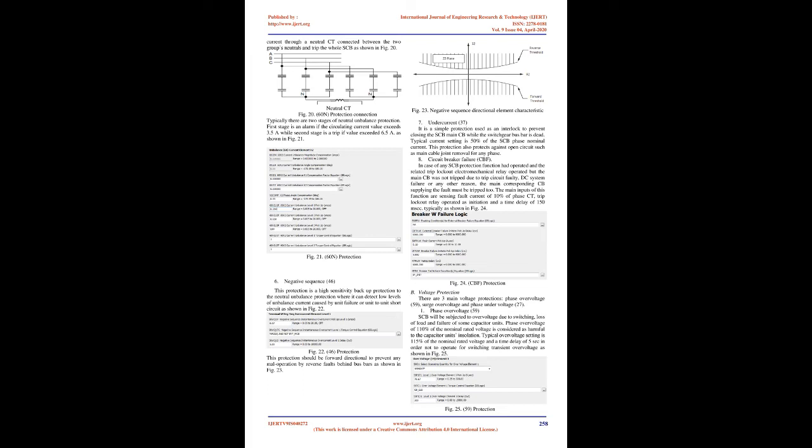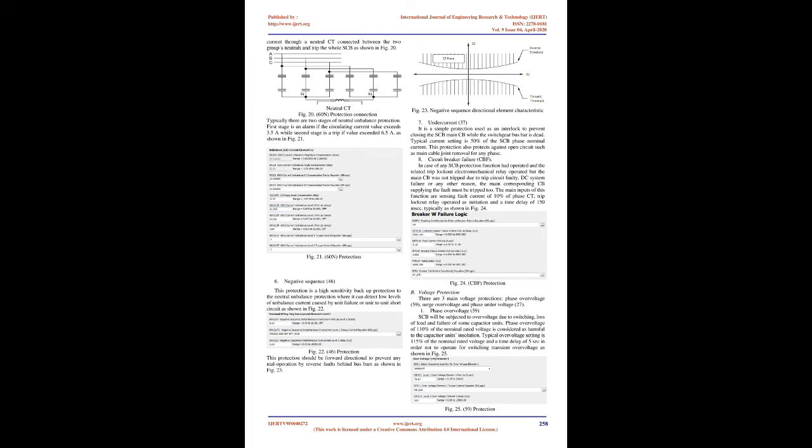Undercurrent, 37. It is a simple protection used as an interlock to prevent closing the SCB main CB while the switchgear busbar is dead. The typical current setting is 50% of the SCB phase nominal current. This protection also protects against open circuit such as main cable joint removal for any phase.